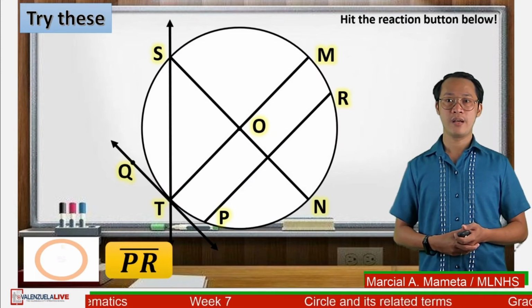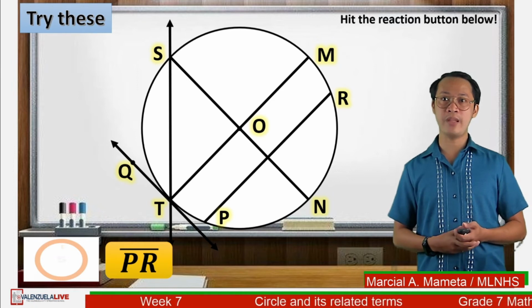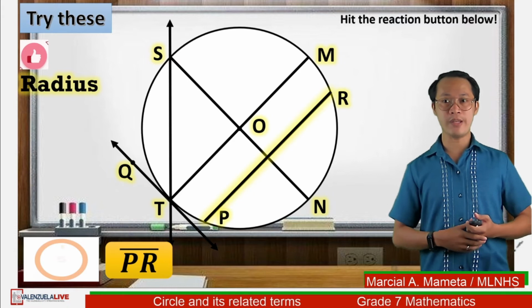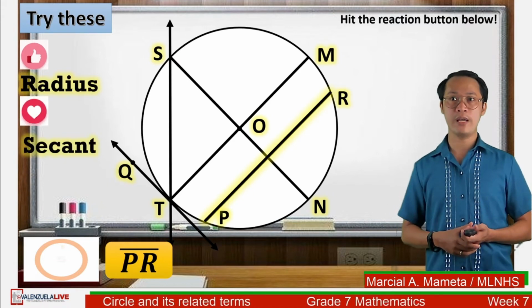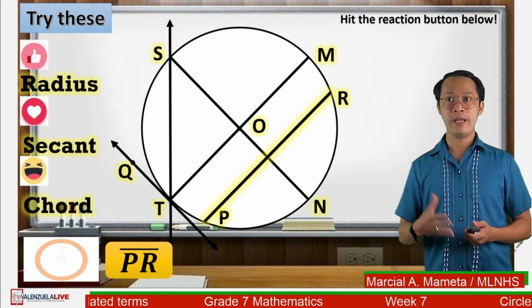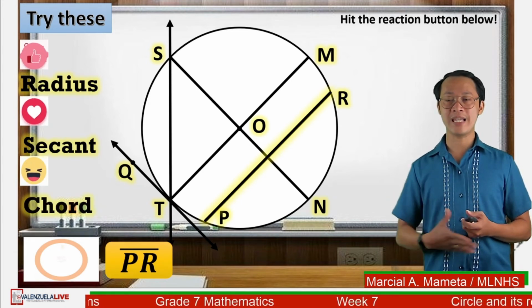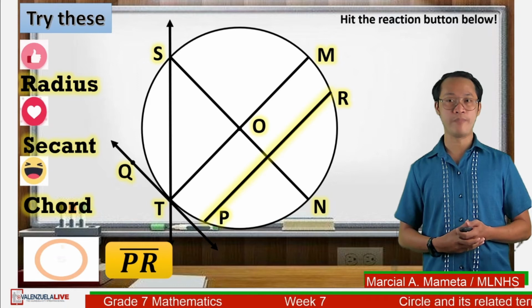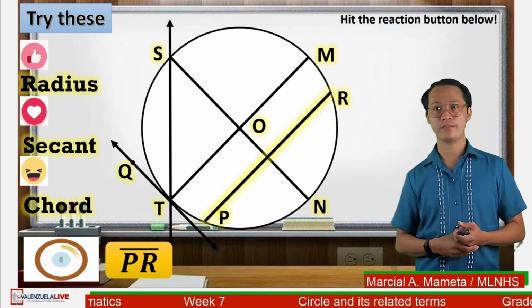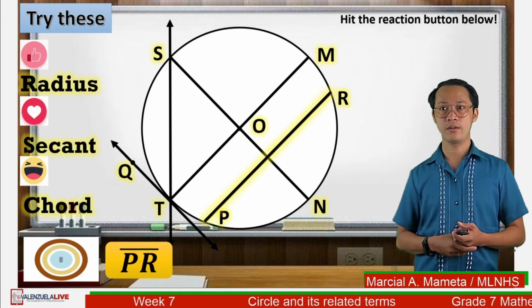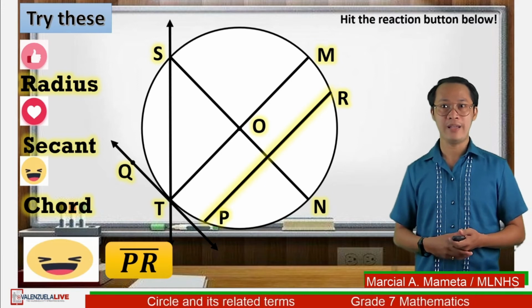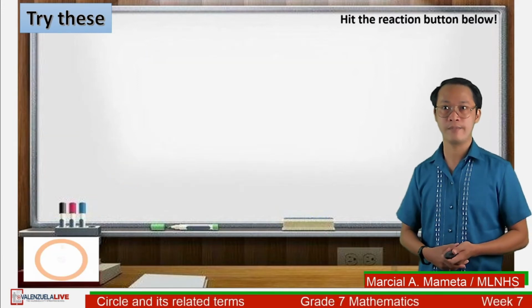Next, line segment PR. Hit like if it is an example of radius. Hit heart if it is an example of secant. And hit haha if it is an example of a chord. 5 seconds. Time is up. The correct answer is haha. It is an example of a chord.